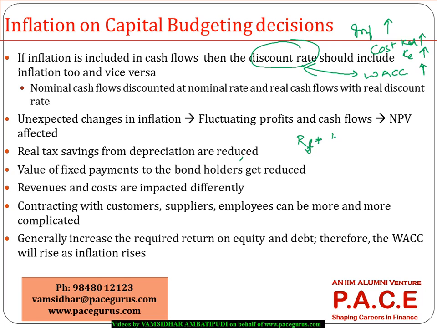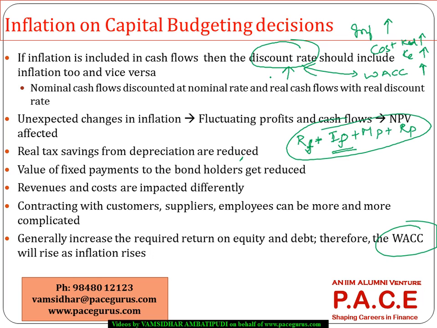And when I talk about the premium, there is one inflation premium also that is built into it, along with the maturity premium as well as a risk premium. Which means if the inflation rate is going up, the inflation premium will go up, which will result in the cost of debt as well as cost of equity going up, which will also result in a weighted average cost of capital going up, which means the discount rate that is being used to value the project also should go up.